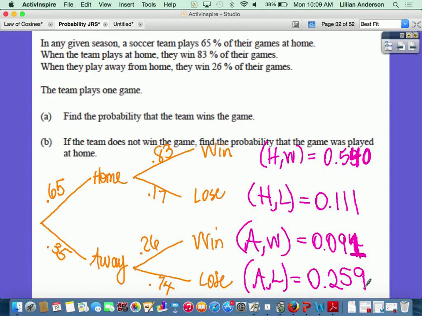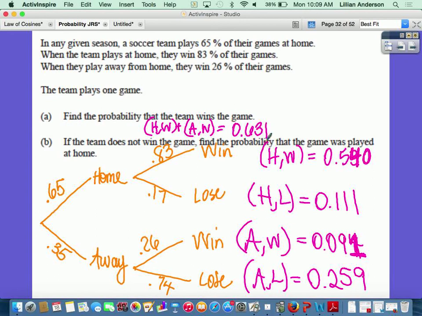0.091 plus 540, because they can either play home and win or they can play away and win. So you're going to add both of those two outcomes together. Home win plus the away win is 0.631. And that's the probability the team wins the game, whether they play away or home.